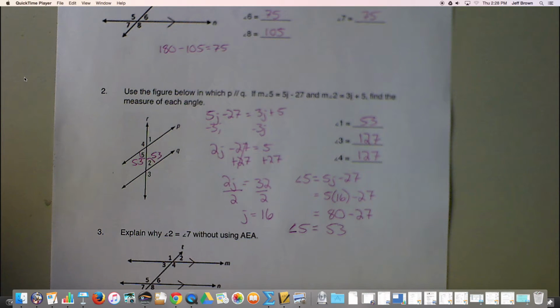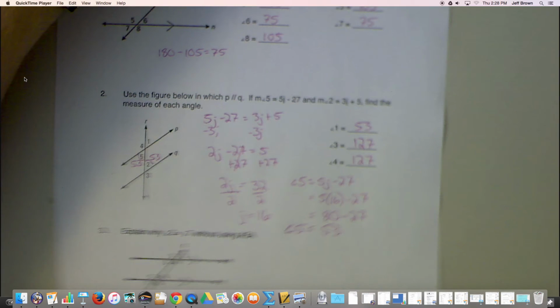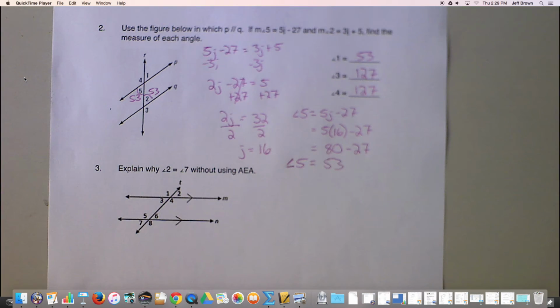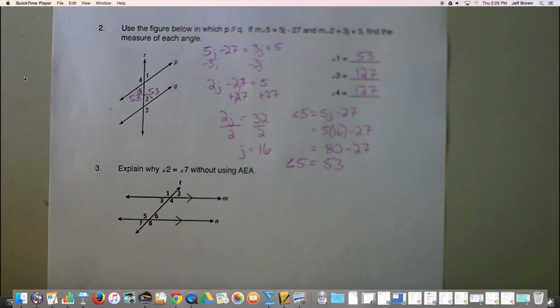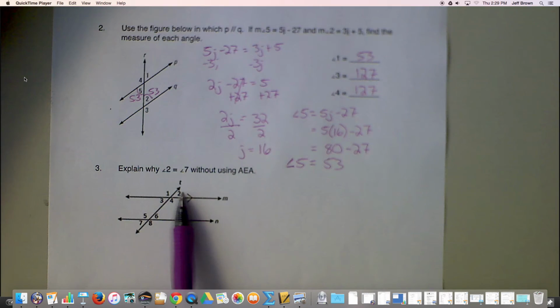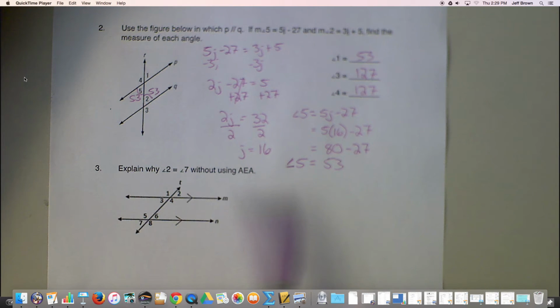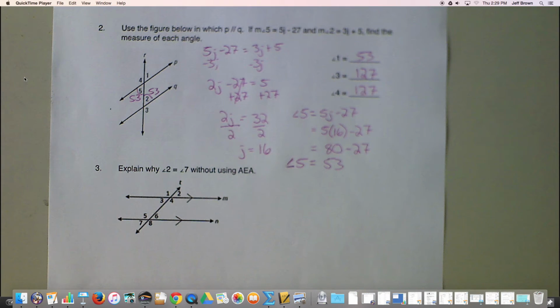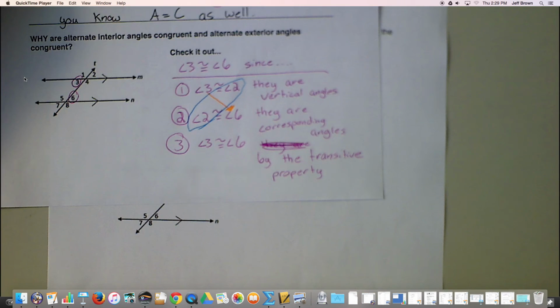Alright, we have one more example here. I'm actually going to leave this one for you to do. And so this one here says to explain why angle 2 is equal to angle 7 without using the terms alternate exterior angles. And so we know that angle 2 and angle 7 are congruent because they are the alternate exterior angles. But I want you to kind of work through the same justification that we did on the last page, kind of on the bottom there.